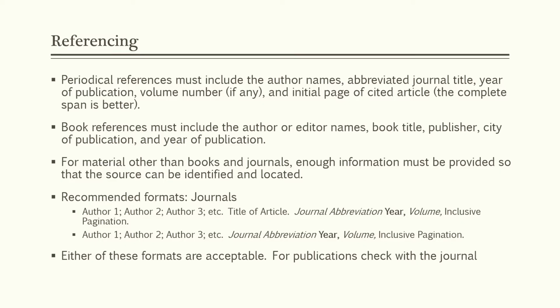Journals are one type of reference, but there might be other things. And this chapter has a lot more information on those other types of references, but mostly they're going to include the same information. So author names, journal titles, year of the publication, volume numbers, the page of the article. Sometimes it's a complete span. Sometimes if you're only using that one bit of information, it would just be that one page.